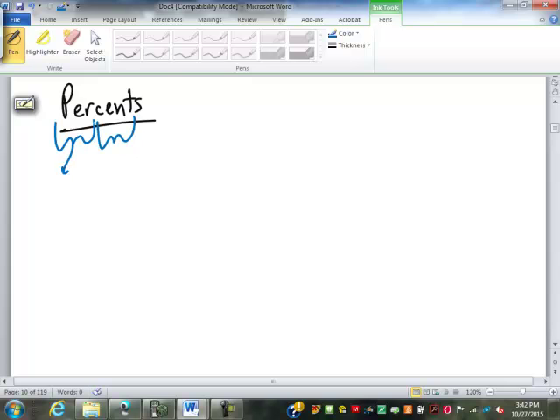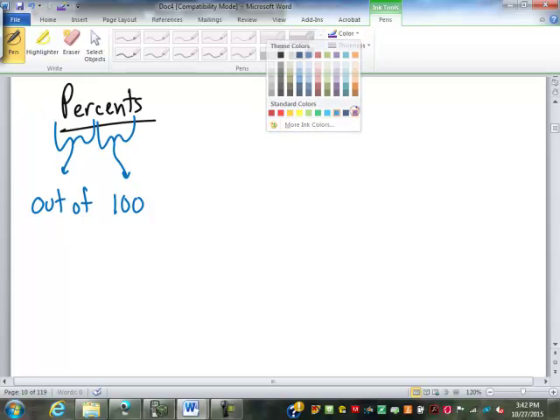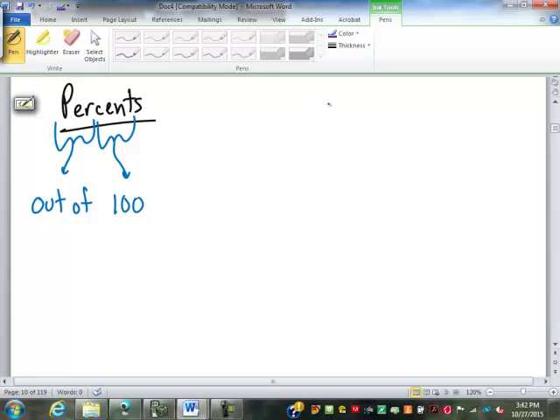Per, if you think of like miles per hour or miles per gallon, it's for each or out of. Cent, if you think of cents in a dollar or years in a century, it is 100. So the word percent literally means out of 100. So if I say 37%, what that really means, what that actually is standing for is 37 out of 100, just like that. It's a ratio.